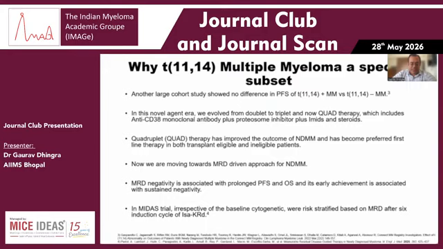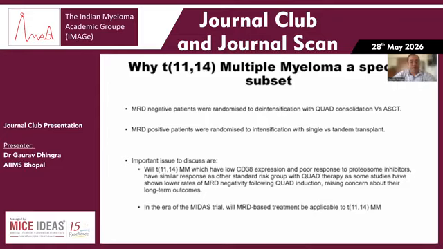In the MIDAS trial, irrespective of baseline cytogenetics, patients were risk stratified based upon MRD status after 6 cycles of the isatuximab KRD regimen. MRD negative patients were randomized to de-intensification with quad consolidation versus autologous stem cell transplant, while MRD positive patients were randomized to intensification with single versus tandem transplant.